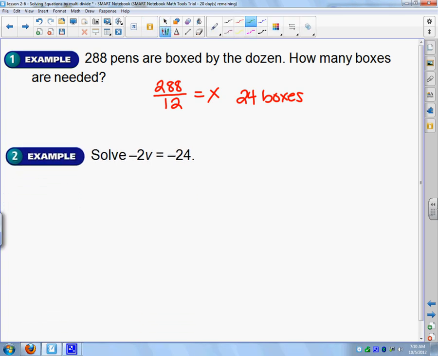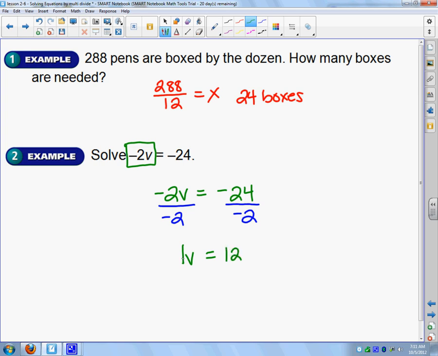Now here's a problem that you will see many times. Okay, so this says negative 2v equals negative 24. So look at this beginning part, and you have to decide, is that multiplication or division? Well, that is multiplication, so I'm going to do the opposite of that, and I'm going to divide by the number in front of the v. So I'm going to divide both sides by negative 2. Negative 2 divided by negative 2 equals 1. So then I'm left with 1v equals negative 24 divided by negative 2, which is 12.